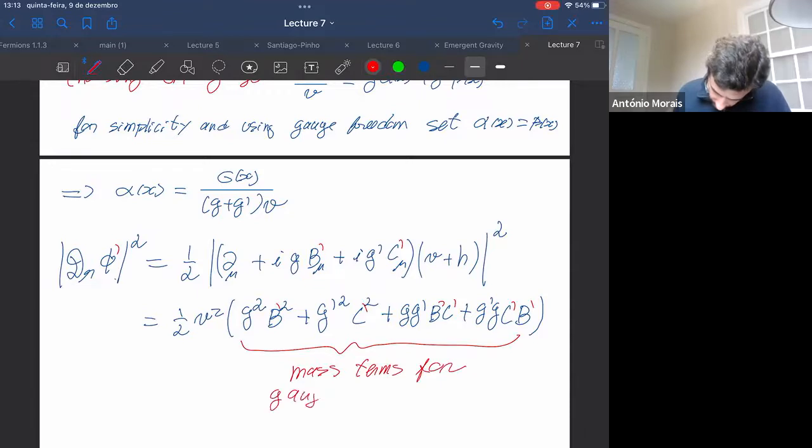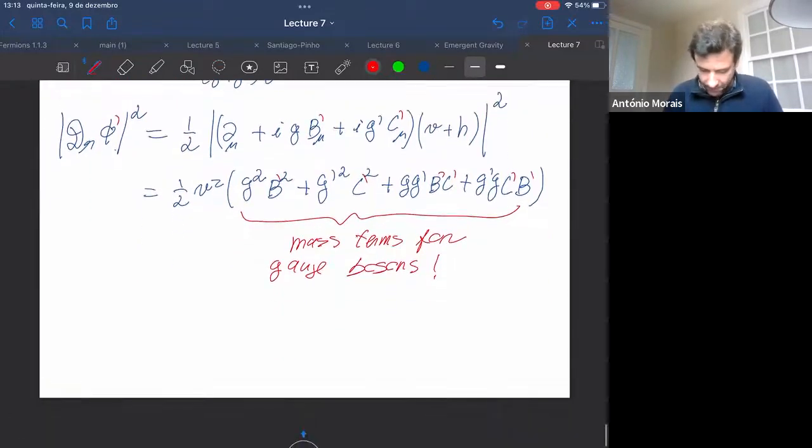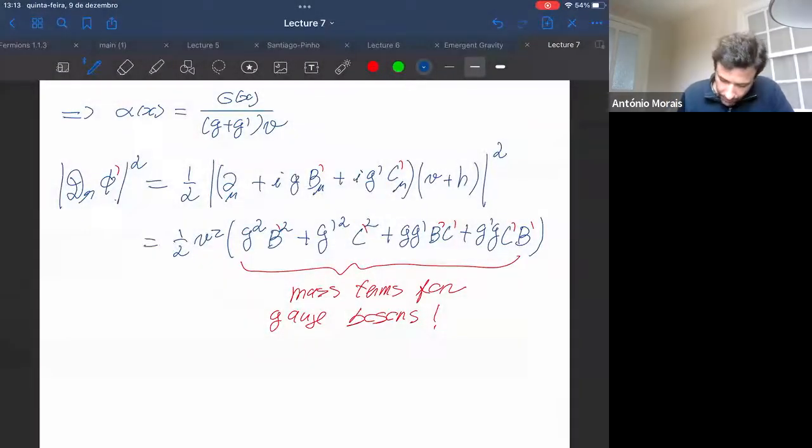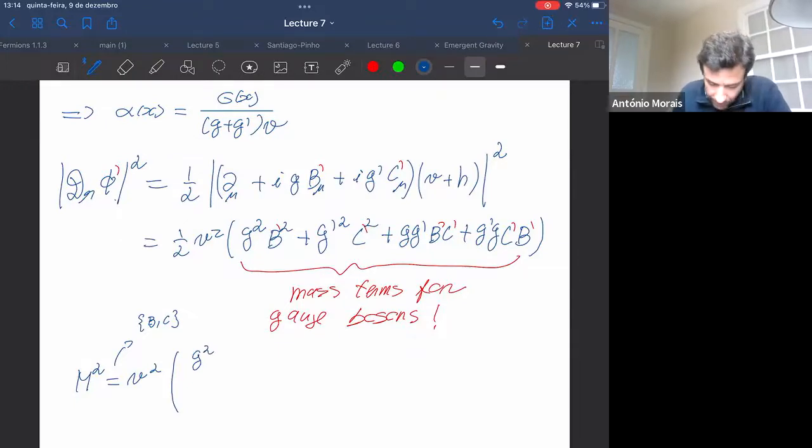For gauge bosons. But they are not diagonal. We still have to diagonalize them, and that can be done. So we have a mass matrix; we can directly read it from here. So our mass matrix, M squared, equals v squared, the 1/2 is always dropped out. We are writing this in the basis (B, C), or B_μ C_μ if you prefer. So we have g squared for B here. You are taking the second derivative once again with respect to B and C: g squared, then g g', g g', and g' squared.